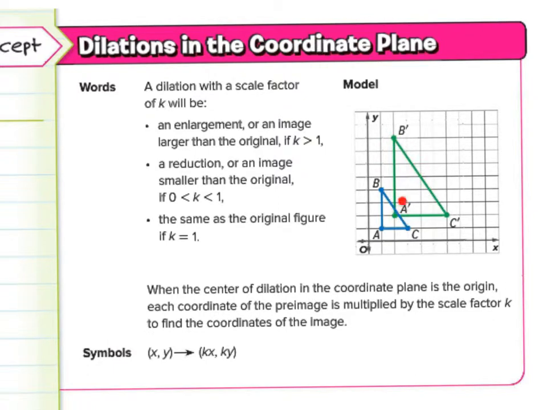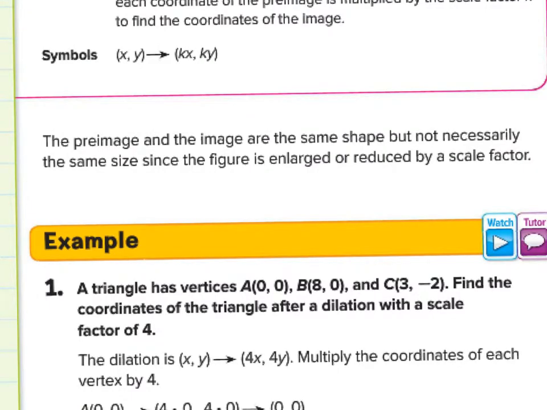And then you have your hypotenuse, which needs to just connect B and C. The pre-image and the image are the same shape, but not necessarily the same size, since the figure is enlarged or reduced by a scale factor. And that's what we're solving for. We're solving for those scale factors. Let's take a look at the first example.